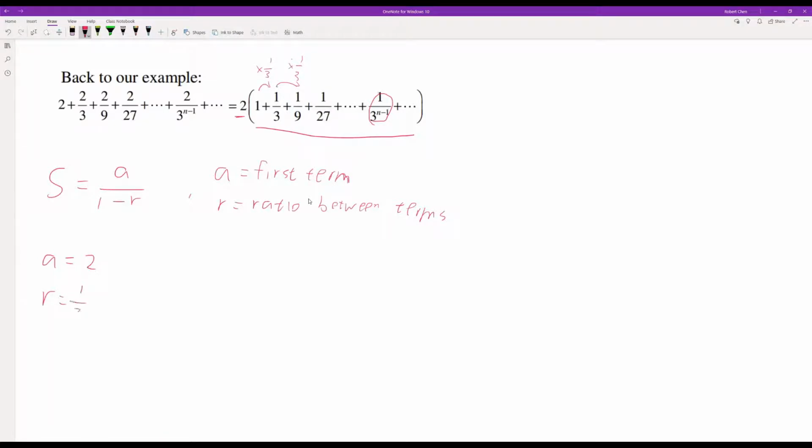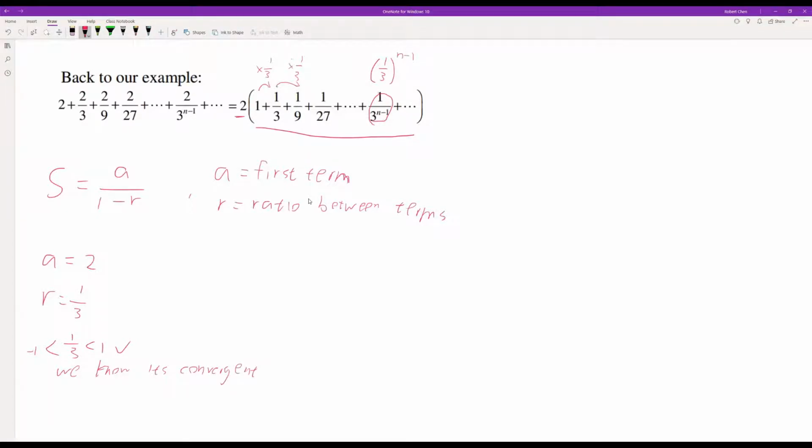So it's 1/3. To be a little more specific, this term right here is actually 1 over 3 to the power of n minus 1, right? So by looking at this, we can say that, okay, the ratio is 1/3. Now, r, 1/3, is between -1 and 1. In a geometric series, we know that it's going to be convergent. We know it's convergent.